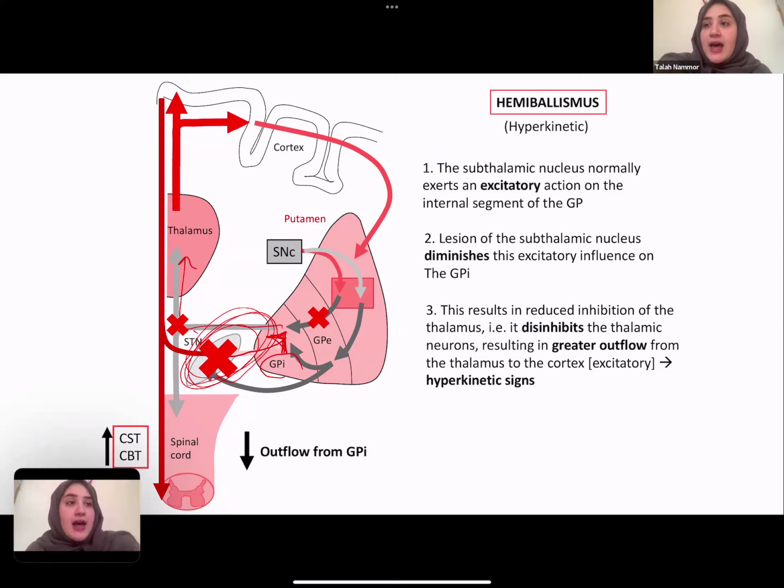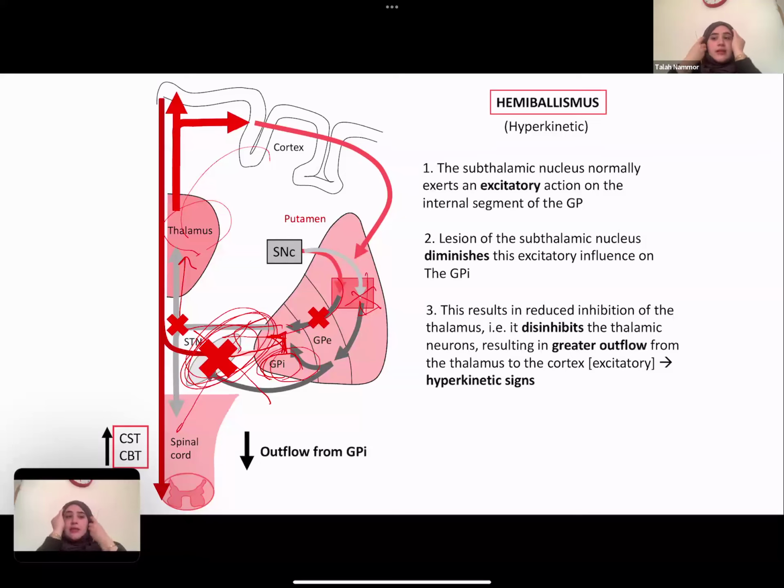Okay, the subthalamus is gone, then the GPI is not going to be activated. D1 is going to work, but D2 is not going to work anymore. The subthalamic nucleus is not going to work. So what happens is that the GPI is no longer going to exert its inhibitory signals on the thalamus, and the thalamus is going to be free to send excitatory neurotransmitters and signals to the cortex as much as it wants. And that's why we have hemiballismus. Okay? So the most important thing is the subthalamic nucleus is gone.